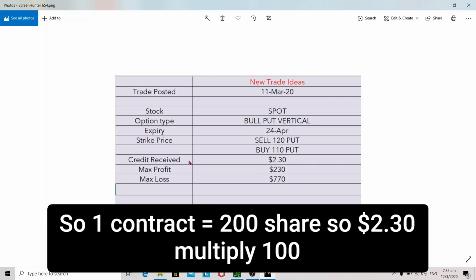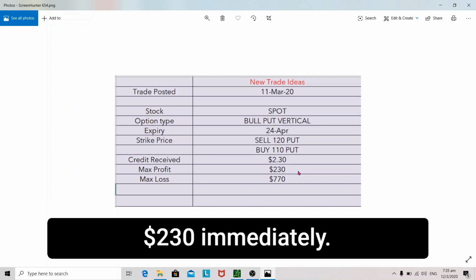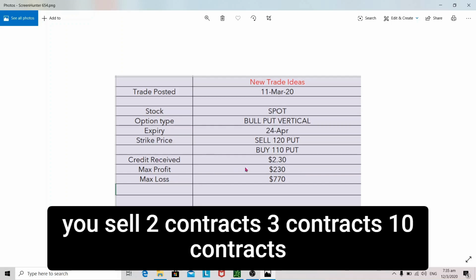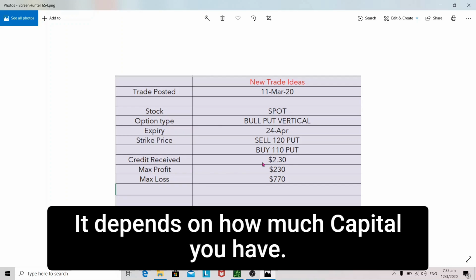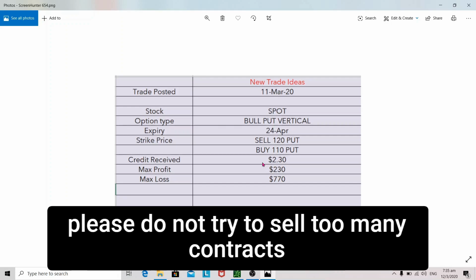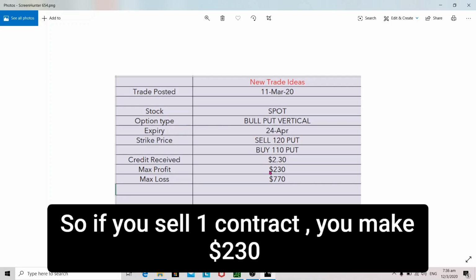One contract is equivalent to 100 shares. So $2.30 multiplied by 100 shares. If you sell one contract, you are actually receiving 230 US dollars immediately. Now, if you have a bigger appetite and a bigger account, you can sell 2 contracts, 3 contracts, 10 contracts. It depends on how much capital you have. If you don't have that kind of appetite, please do not try to sell too many. Now, one contract, 100 shares, so if you sell one contract, you make $230 immediately.